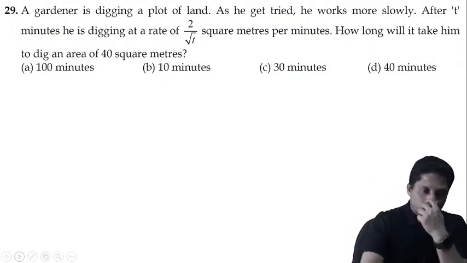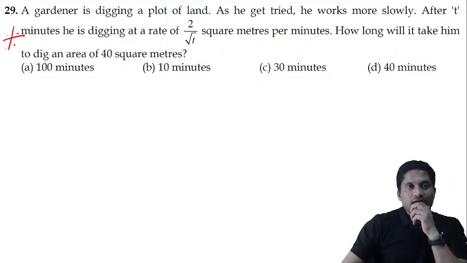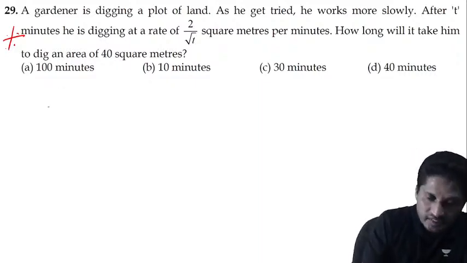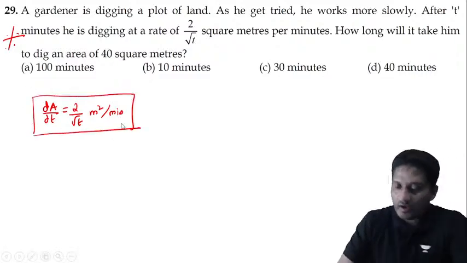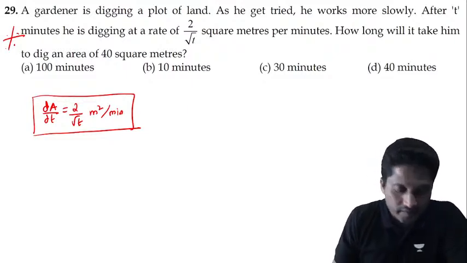Okay, good problem. Just go through the question once. A gardener is digging a plot of land. As he gets tired, he walks slowly, more slowly. And after t minutes, he is digging at the rate of 2 by root t square meter per minute. So this means that dA by dt is equal to 2 by root t, meter square per minute. This is given. Now the question is how long will it take him to dig an area of 40 square meter.